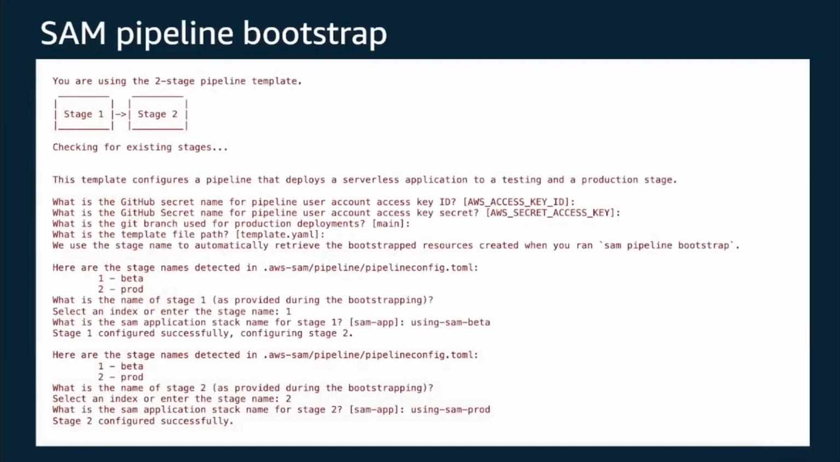The next thing it's going to say is, okay, you're using a two pipeline stage template, and I've built those two. And it's going to ask me, what is the GitHub secret name? Because in those instructions from the previous step, it's going to tell you how to set it up, and this information will be available. Then it's going to say, is this beta or prod? And you'll set up each one. So my first one would be beta, my second one would be prod. And then it's all configured.